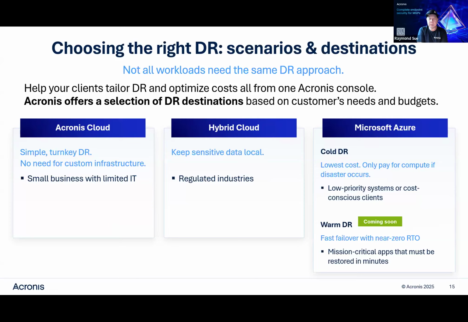With DR to Azure, you have multiple options now for providing disaster recovery to your customers. So we still have the Acronis Cloud, and this is great for small businesses with limited IT. You have the ability to spin up machines. You can save your backups to the Acronis Cloud. You can spin them up in the Acronis data center. You have options for networking when it comes to things like OpenVPN and IPsec.